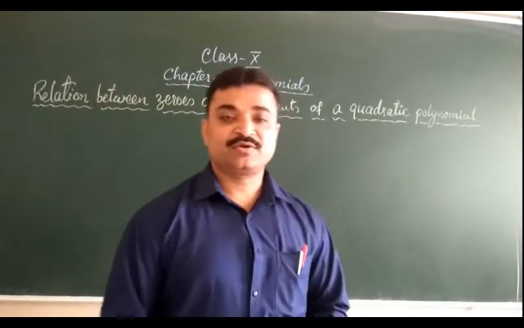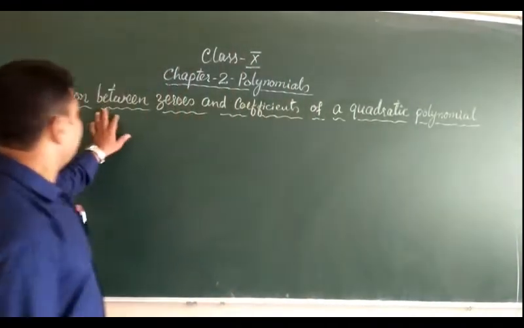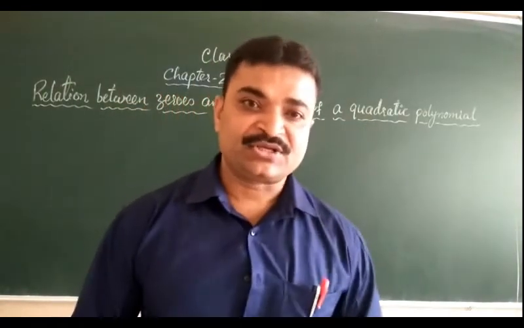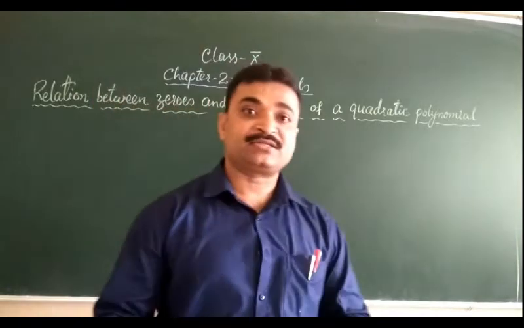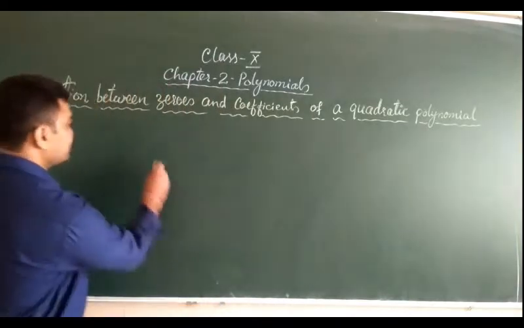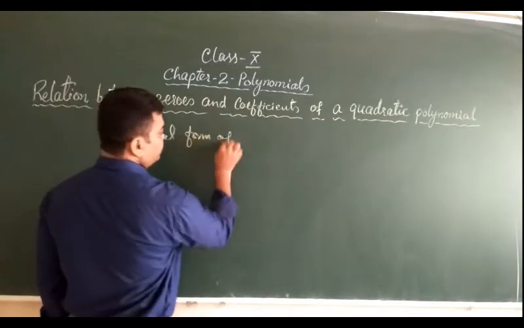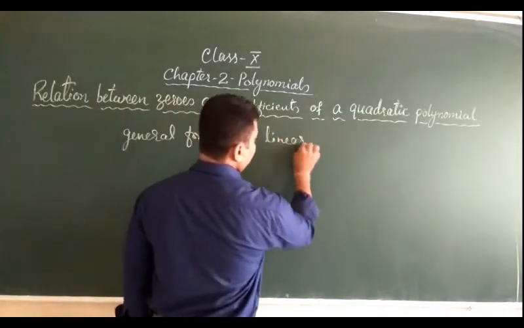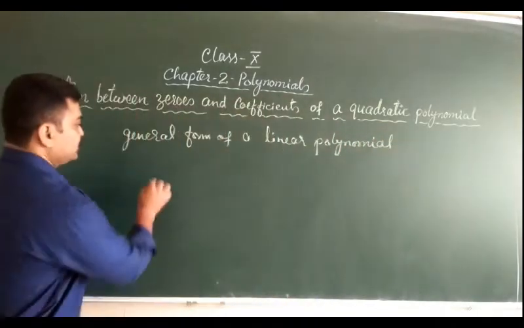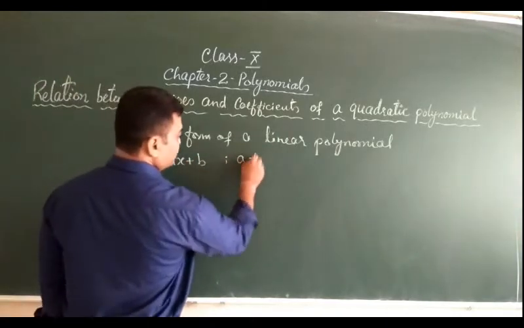Hello students. Today we are going to start our new topic, that is relationship between zeros and coefficient of a quadratic polynomial. In the previous lecture we have studied about the relationship between the zeros and coefficient of linear polynomial. So general form of a linear polynomial is ax plus b, where a is not equal to 0.